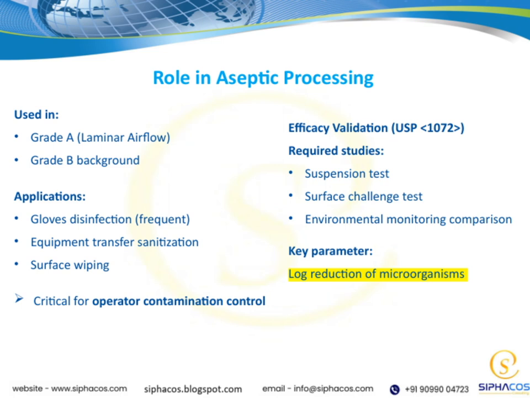The most important parameter in these studies is the log reduction of microorganisms. This means measuring how many microbes are eliminated, with higher log reductions indicating more effective disinfection. Understanding the role of these disinfectants in aseptic processing is crucial. They are used in Grade A areas, which are typically laminar airflow zones, and in Grade B backgrounds, providing a sterile environment for critical operations.